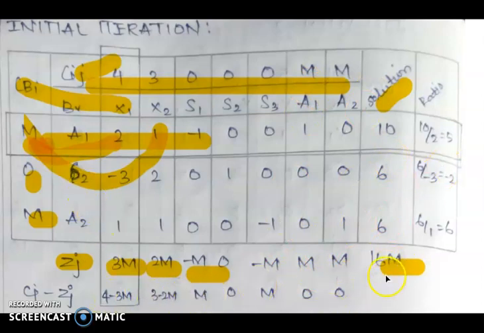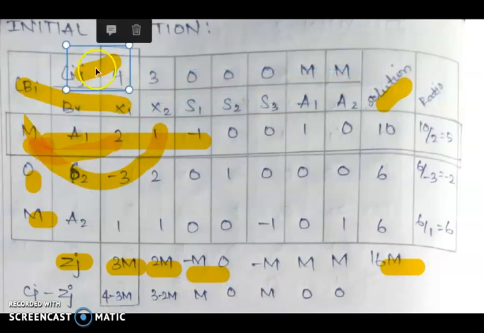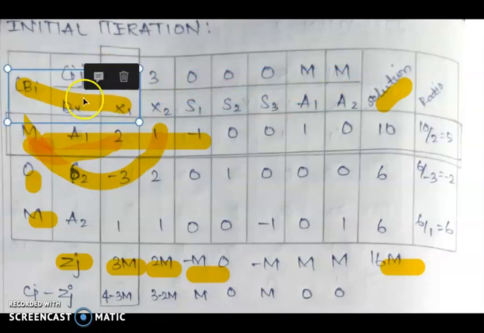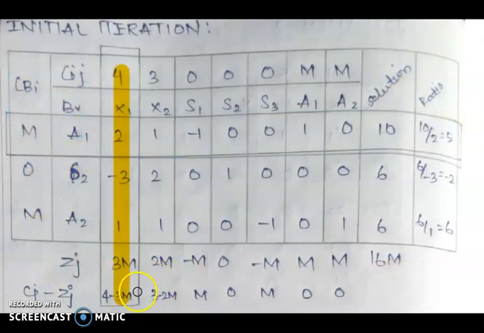In that particular row we have to find the most negative value. The most negative value means minus 3. This is the entering value. This column we call the entering variable. Now we need to find the leaving variable. The leaving variable is found using the minimum ratio.